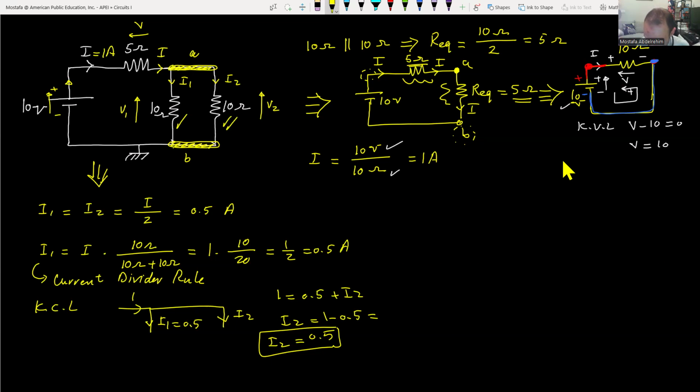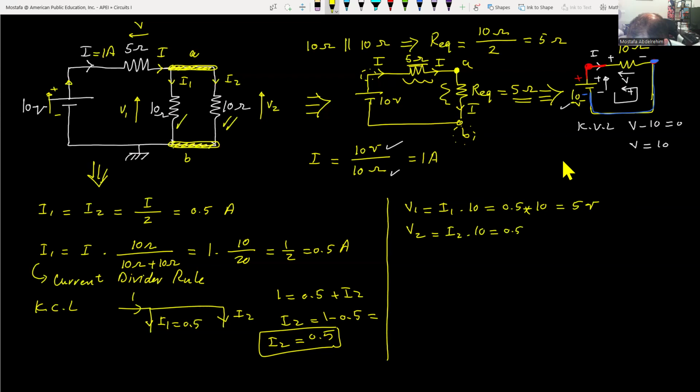We didn't know the voltages yet. So let's determine the voltages. So V1 is easy, I1 multiplied by 10 ohm. So I1 is, we said, half, multiplied by 10. This is 5 volt. Good. V2 is equal to I2 multiplied by 10. So again, half multiplied by 10 is equal to 5 volt.